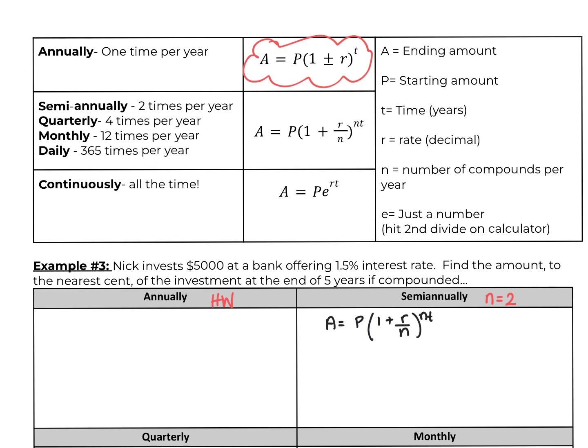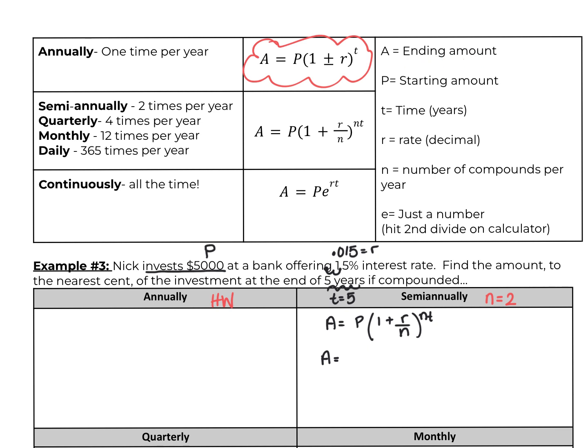So we have invested $5,000. That is your P. That is your beginning amount. My interest rate, I need to move 2 places to the left, is 0.015. That goes in for my r. And they want to know how much is made after 5 years. 5 is time. 5 will be t. So we can plug in. We want to know how much is going to be made. What's my ending amount? Ending amount is A.